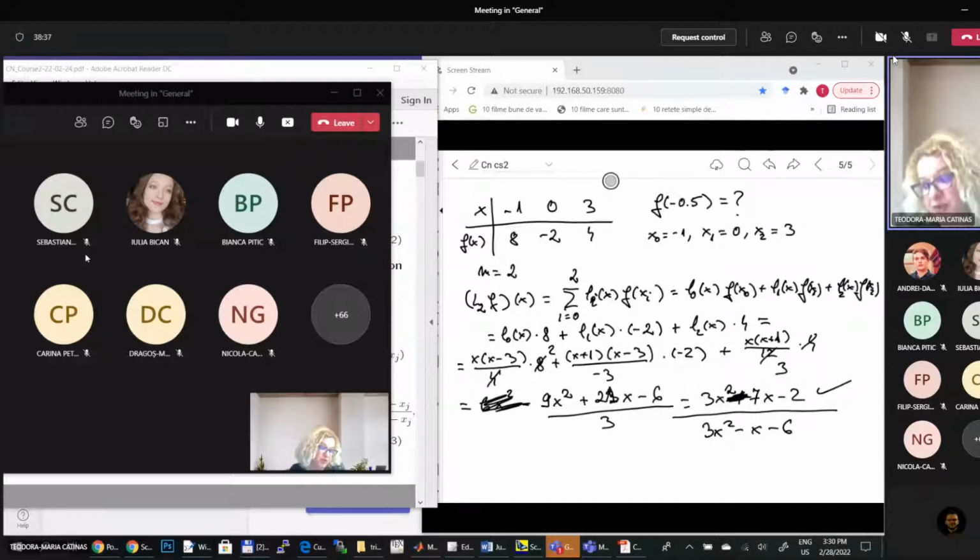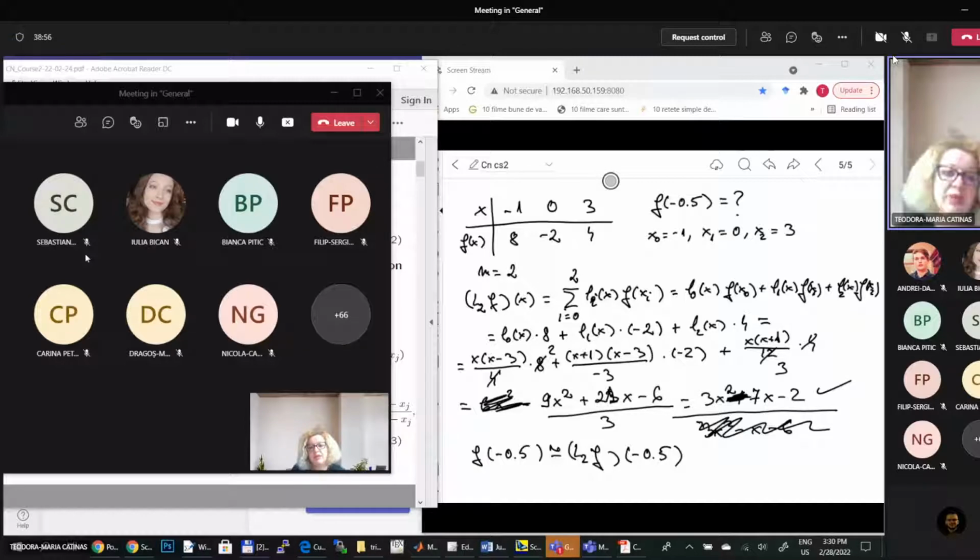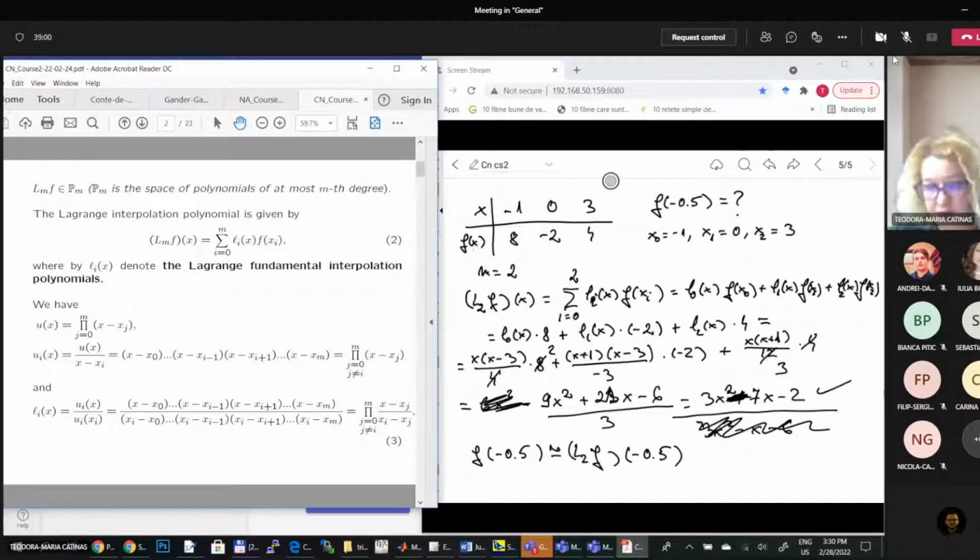So having the form of the polynomial like this, in order to find the approximate value of the function at the point minus 0.5, we will take the value of the polynomial at minus 0.5. And this will be the approximation of the function. So you just replace here. So we have 3 times 1 over 4. I replace with minus 1 over 2 to be easier. Minus 7 or plus 7 over 2 minus 2. And this will be the approximation of the function at the point minus 0.5.